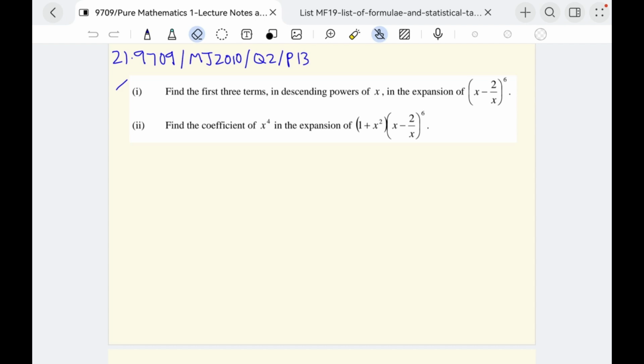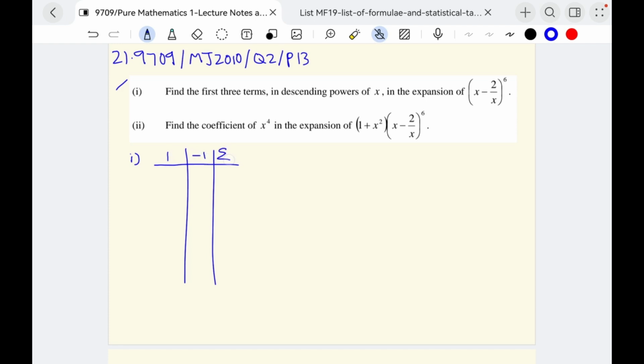Okay, let's move on to the next question, which is question 21 from 9709, May/June 2010, question 2, paper 13. For the first part, find the first three terms in descending powers of x in the expansion of x minus 2 over x, bracket to the power of 6. Before we start expanding, follow my ways like this. Construct a table. No need for a complete table, just a simple one. Just draw a few lines over here. So what is the degree of the first term? First term is 1. Second, minus 1.